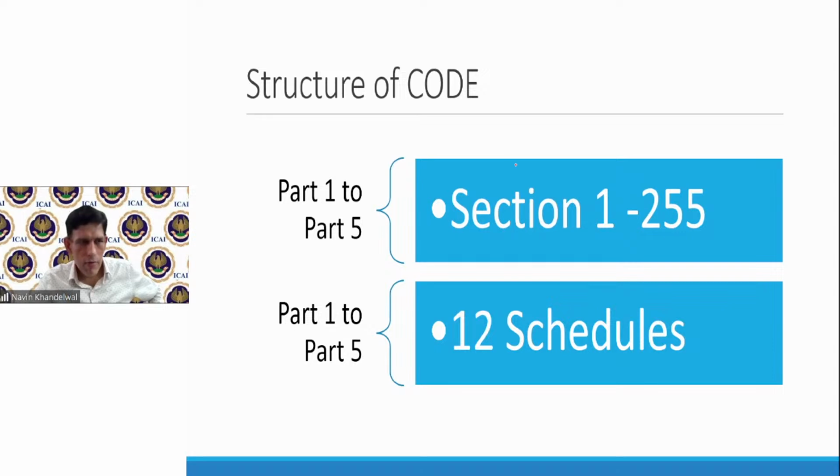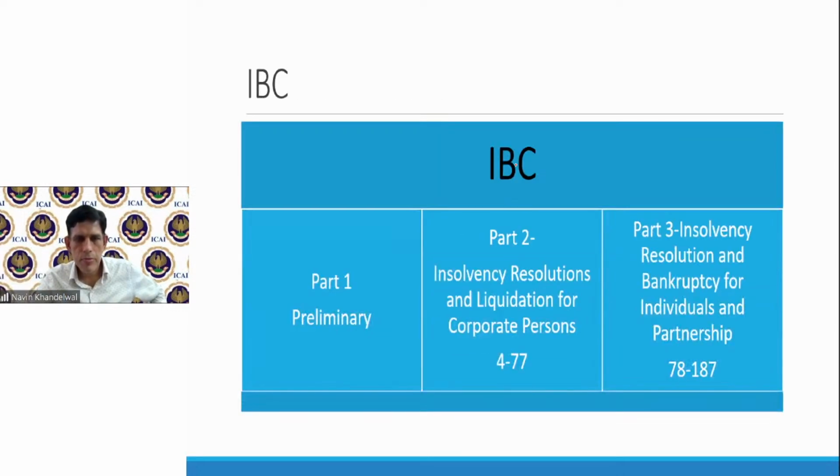Some part, yes, around 40% is notified. The rest 60% is yet to be notified. So 35 to 40% is notified. Even in that 35 to 40%, we have to study even less. So that's the comfort which our institute has given to all of us. So we don't need to worry about these 255 sections, and we need to concentrate only on specific areas.